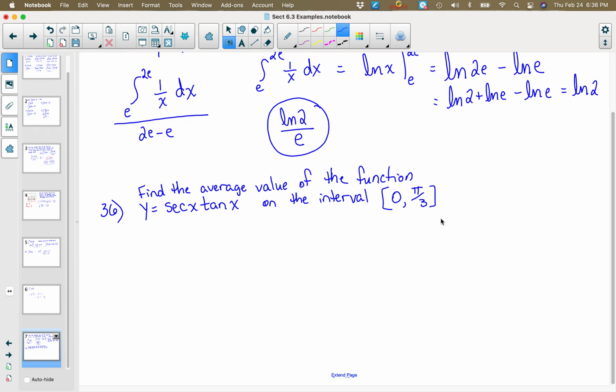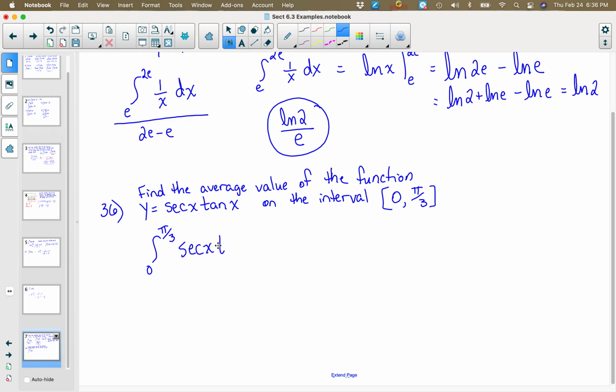Then on number 36, this is the last one, find the average value of the function y equals secant x tangent x on the interval from 0 to pi over 3. So again, what this is going to look like in our notation is 0 to pi over 3, and we're going to be doing pi over 3 minus 0, or just pi over 3. Oh wait, can we redo? Here, let me erase that. I'm going to do that at the end. I don't want to try and change it because I'll mess up.